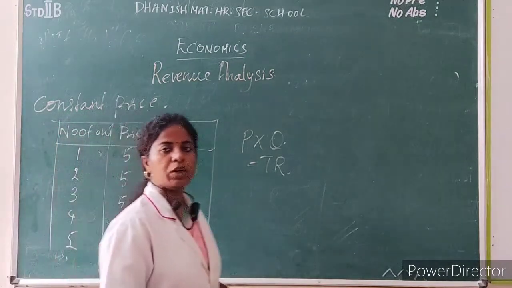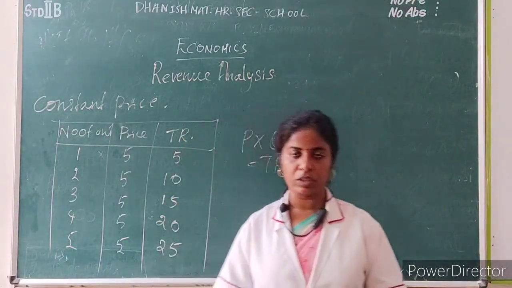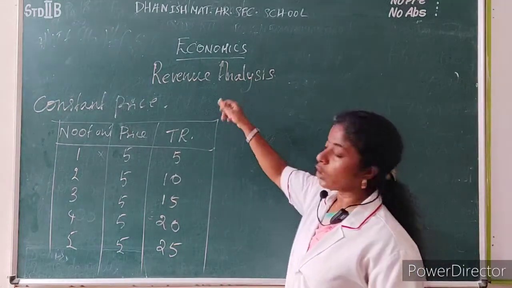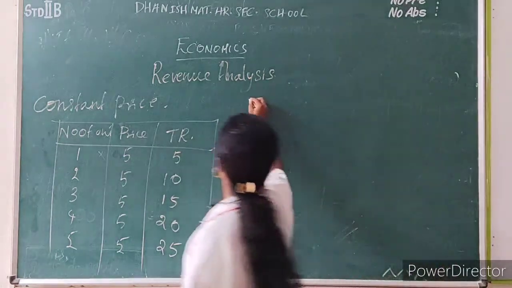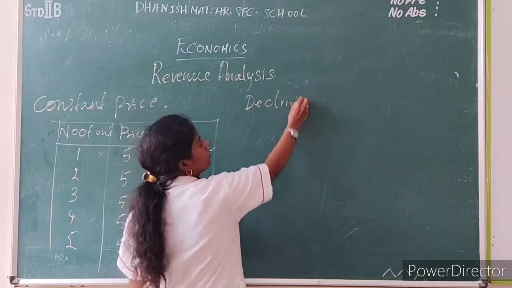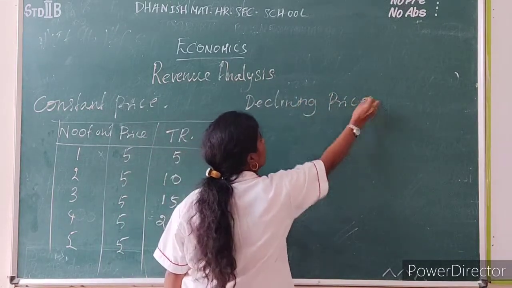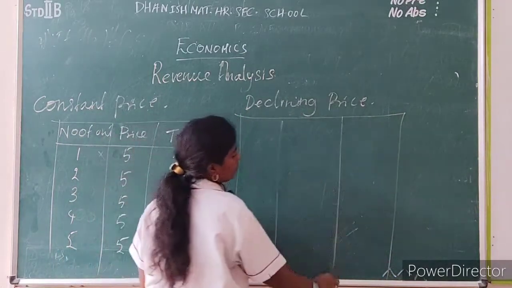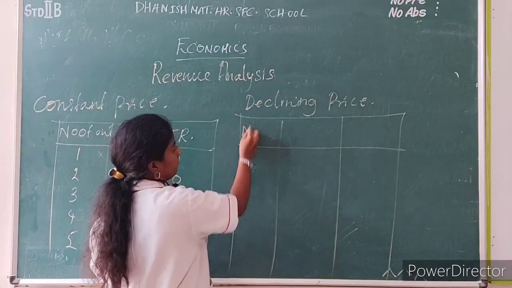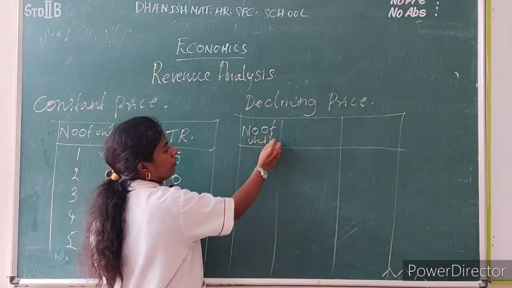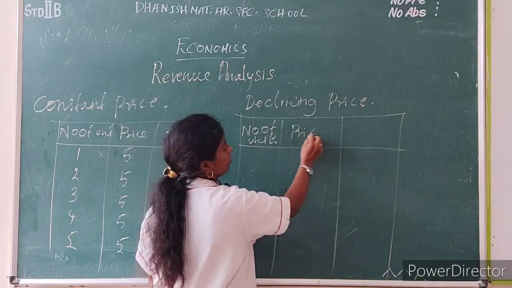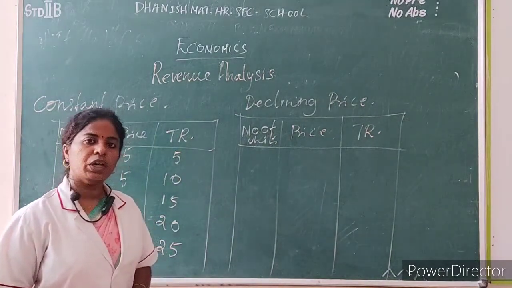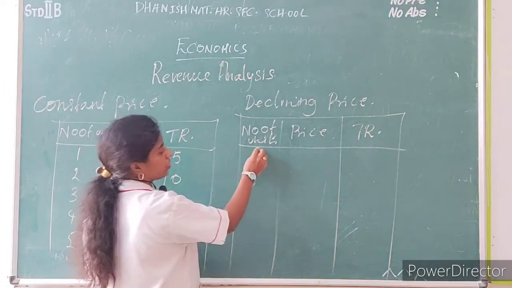But when we come to know about a declining price, so what is the profit? So the profit will change. So see here, when we come to know about the total revenue under declining price, the number of units has been produced.